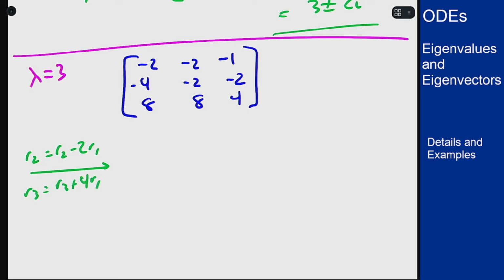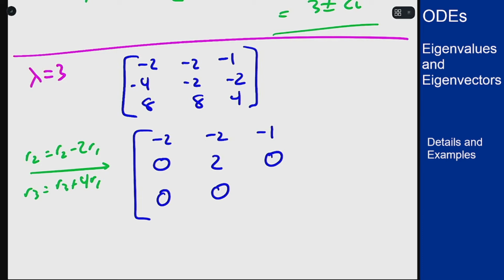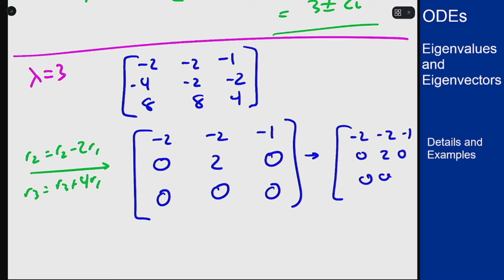3 plus 4 row 1, I'm going to get minus 2, minus 2, minus 1 in the first row. Then minus 4 plus 4 is 0, minus 2 plus 4 is 2, minus 2 plus 2 is 0, and then 8 minus 8 is 0, 8 minus 8 is 0, 4 minus 4 is 0, which means this becomes minus 2, minus 2, minus 1, 0, 2, 0, 0, 0, 0. I can divide this out to get a 1 here, which then tells me in terms of a system, I have minus 2 v1, minus 2 v2, minus v3 equals 0, and v2 equals 0.